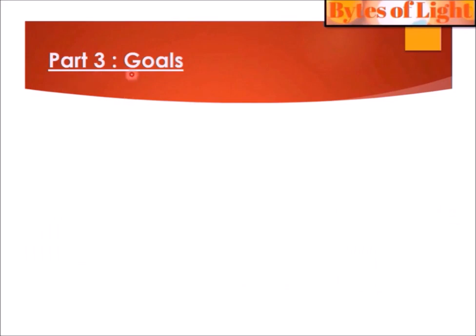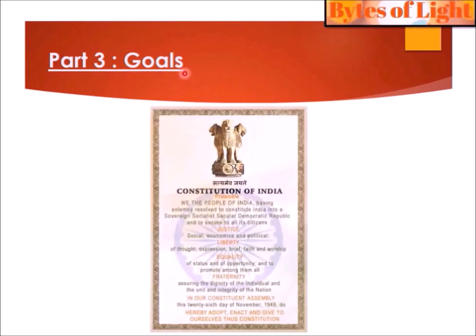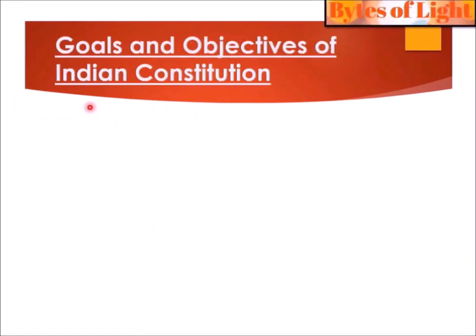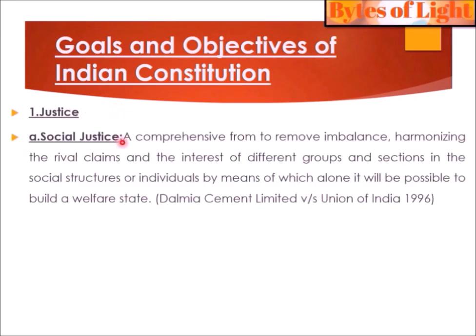Coming to the next point, that is part 3, which consists of goals of the Constitution. Let's see. The goals include justice, liberty, equality, and fraternity. Let's see one by one. Goals and objectives of the Indian Constitution. First one, justice. Social justice.